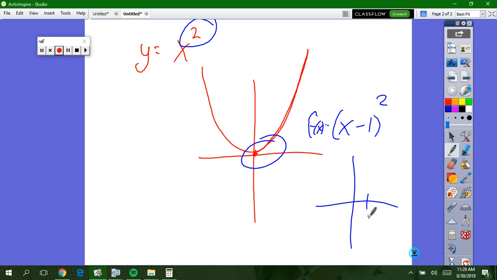Does that make sense to everybody? Okay? What's my 0? 1, right? 1 is the value that makes this guy 0. Do you guys agree with me? Okay, what's its multiplicity? 2.